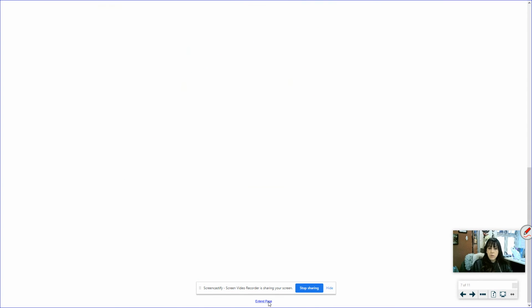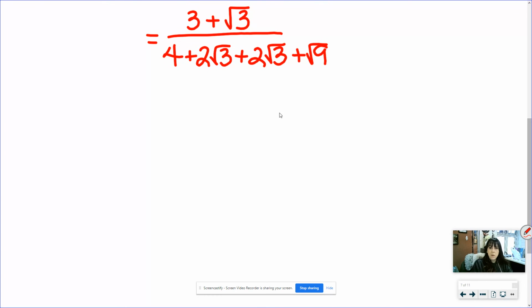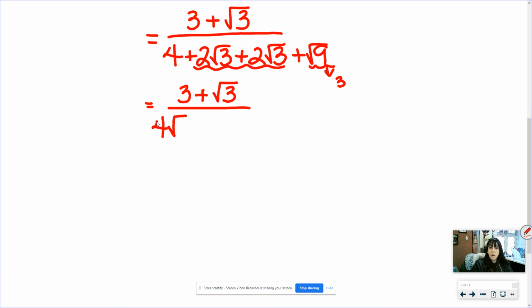Simplify a couple things. So on the bottom, you have like terms right here. You also have radical 9, which is just equal to 3. So I'm going to go ahead and do a couple things in one step. I'm going to combine the like terms and call it 4 radical 3. And then the whole numbers 4 and 3 can add and make 7.